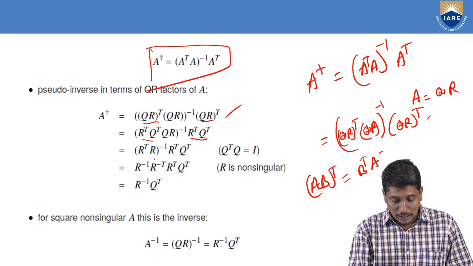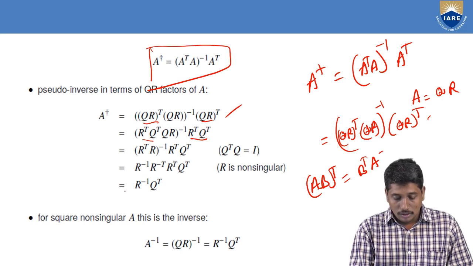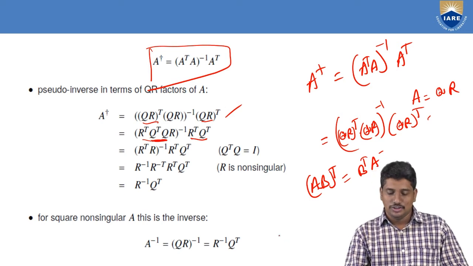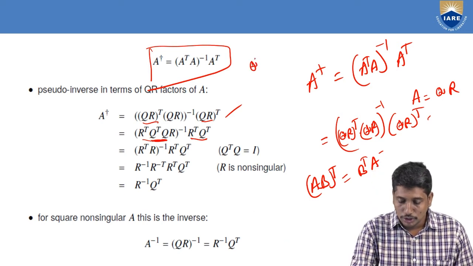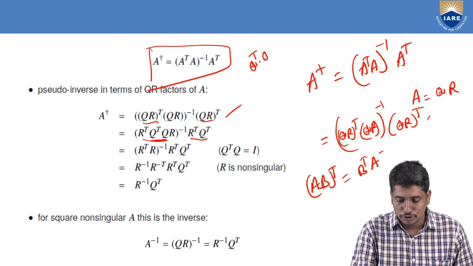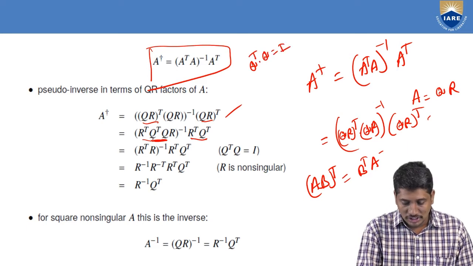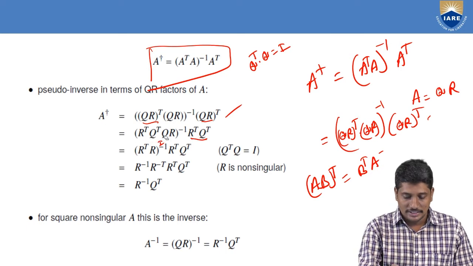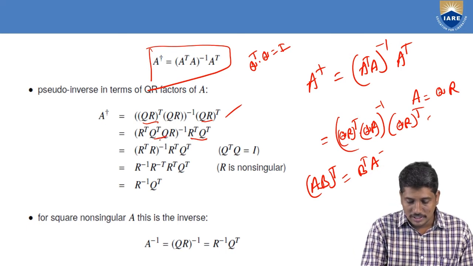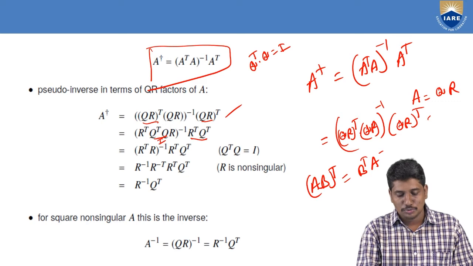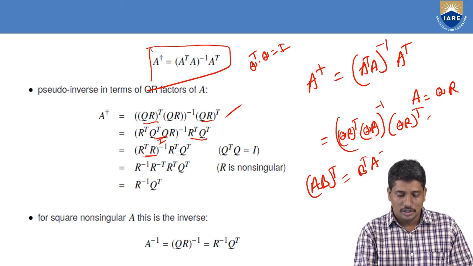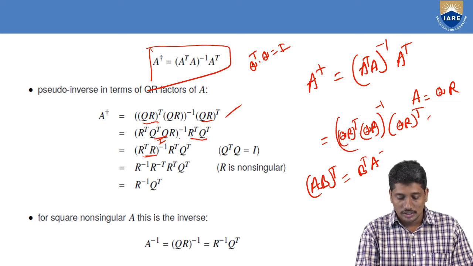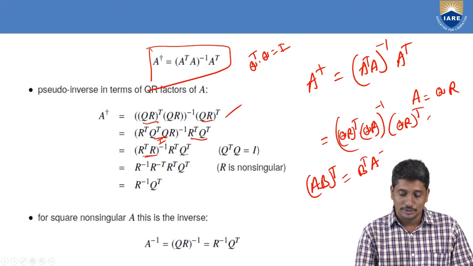And then we know Q is an orthonormal matrix. Q is orthonormal means Q is orthogonal, which means Q transpose into Q is equal to I. So this part becomes I, the identity matrix. So R transpose into I into R becomes R transpose into R. So (R transpose into R) whole inverse into R transpose Q transpose.